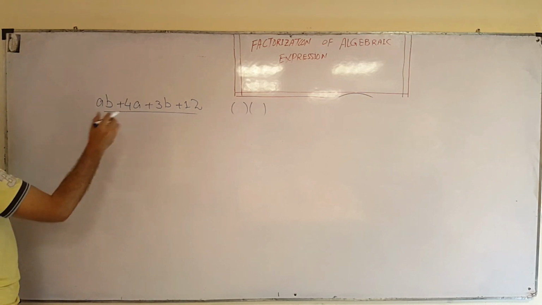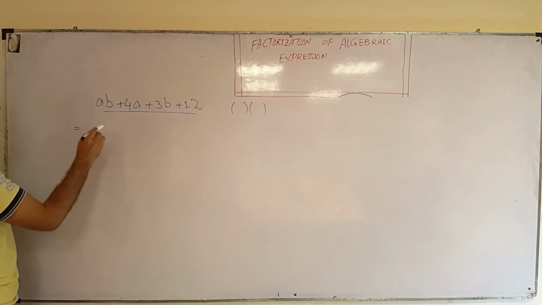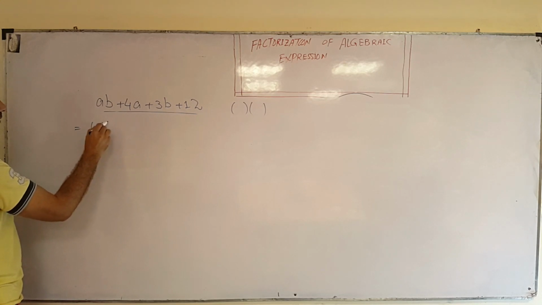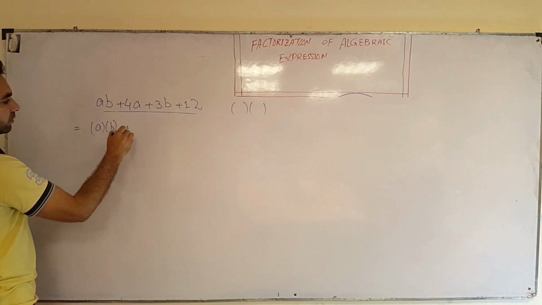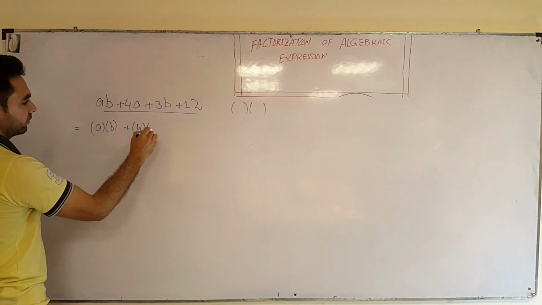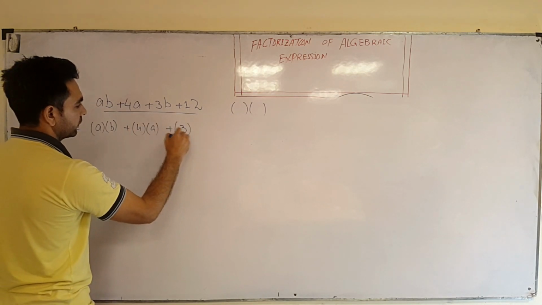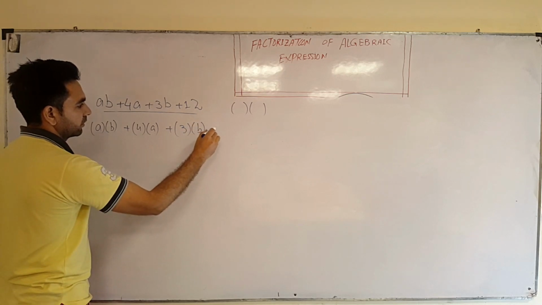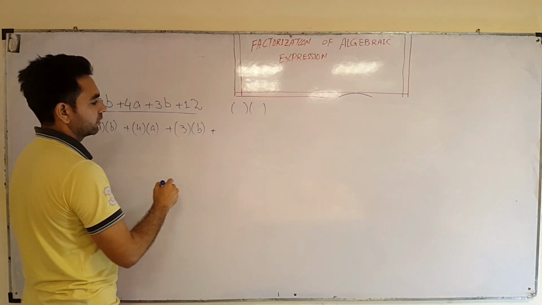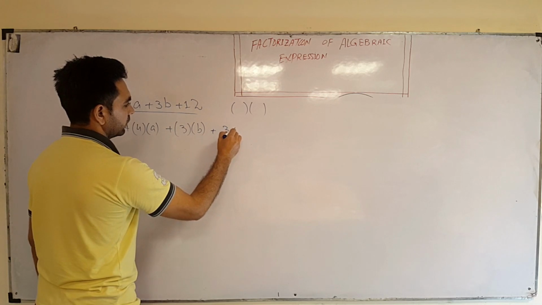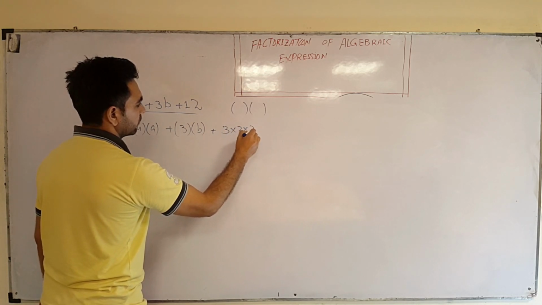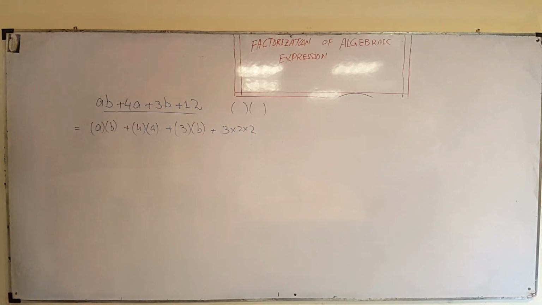So the easy way would be to write the factors of each term. So this is A and B. The factors of this one is 4 and A. And you can see the factors of this one is 3 and B. And the factor of this one is 3 into 2 into 2.